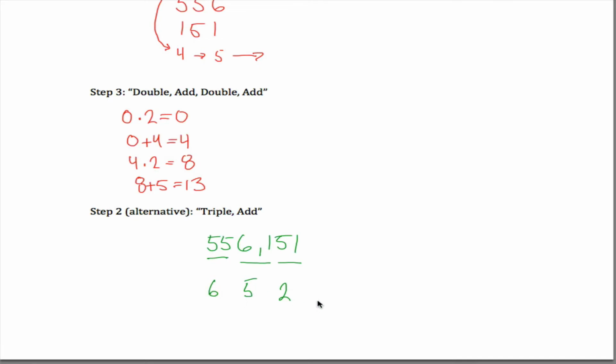If you got 6, 5, and 2 as your answer to step 2, you could then go to step 3 where you double add, and say, all right, my 6, I want to double it. 6 times 2 equals 12. But really, instead of 12, to keep the numbers nice and easy to deal with, I'm just going to write 5 because 12 has a remainder of 5 upon division by 7.